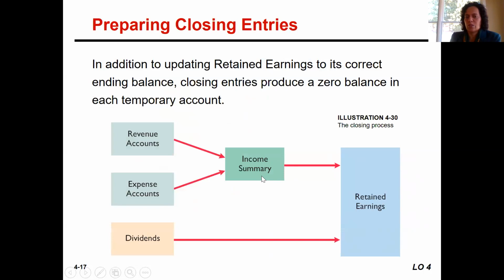This is a temporary account that's created for a few minutes. So income summary is going to be credited, revenue will be debited. That way you close down all the revenue accounts. When we say close down, it means it has a zero balance. Income summary will be debited, all the expenses will be credited. Then whatever is the balance in the income summary account, that is closed out to retained earnings. And dividends are also closed out to retained earnings. So effectively, all of these should have zero balances. When we start the next year, you start with zero balances in all of these accounts.